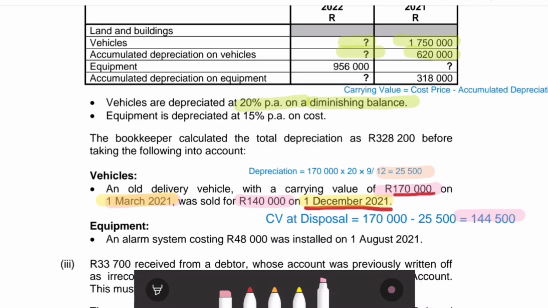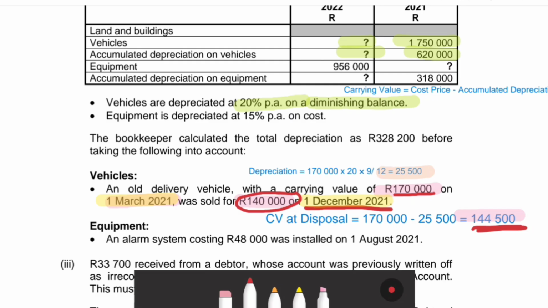Now we can compare with the selling price. We have the updated book value and we have the selling price of 140,000 rand. As you can see, we made a loss because the book value, the value as per our financial records, says that this asset is worth 144,500. But this person that we sold it to only got to buy it for 140,000. So we made a loss of 4,500. And that loss is going to be reflected in the statement of comprehensive income because that is where we show incomes and expenses.